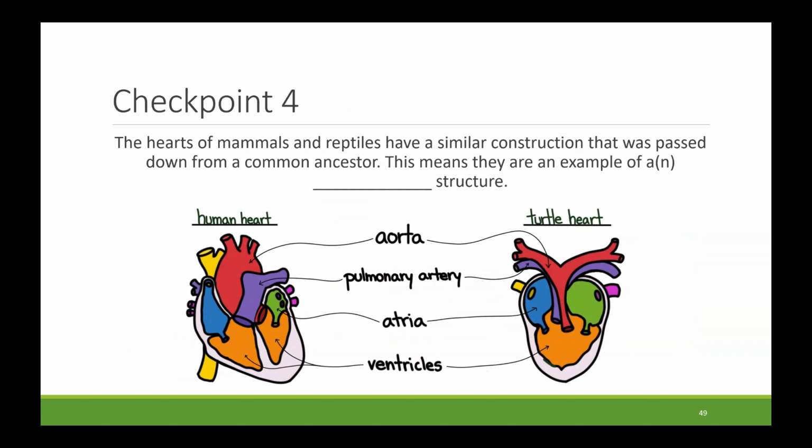So now let's pause for a few checkpoints to test our understanding of these concepts. The hearts of mammals and reptiles have a similar construction that was passed down from a common ancestor. This means they are an example of a what structure?